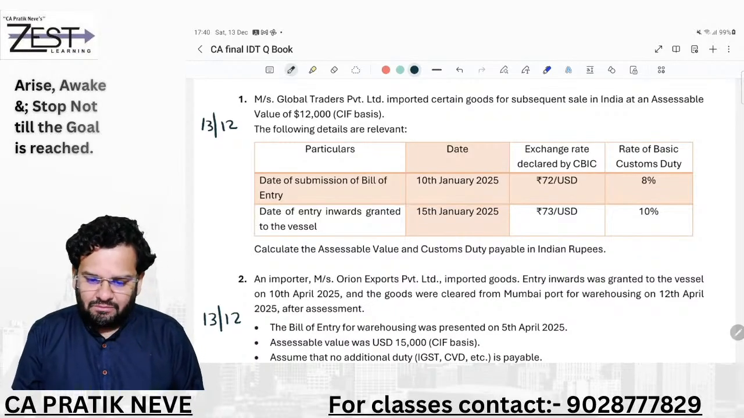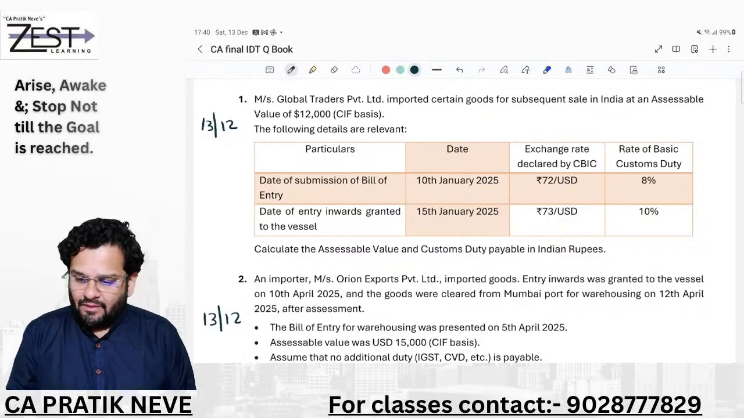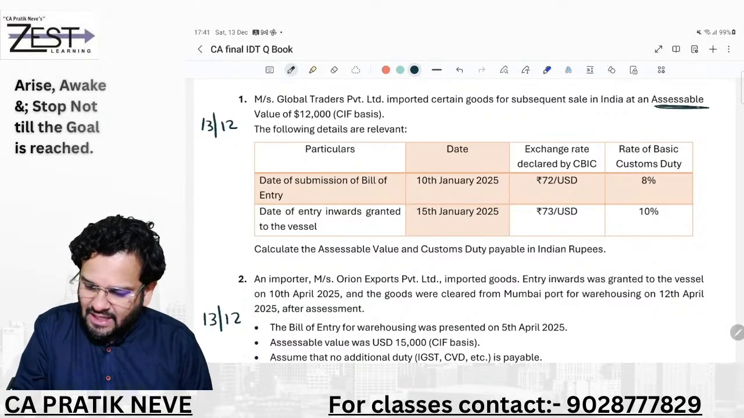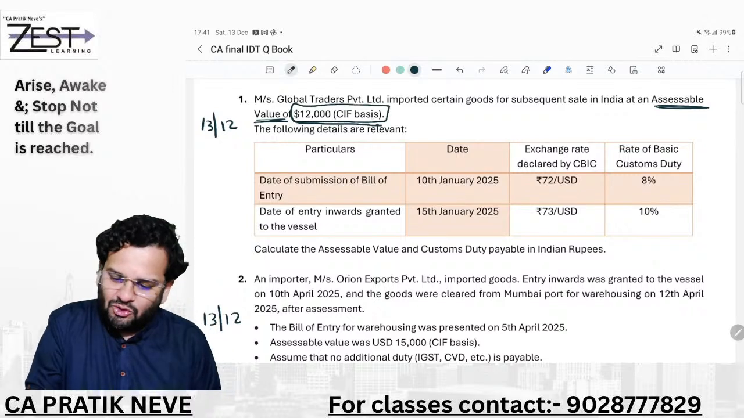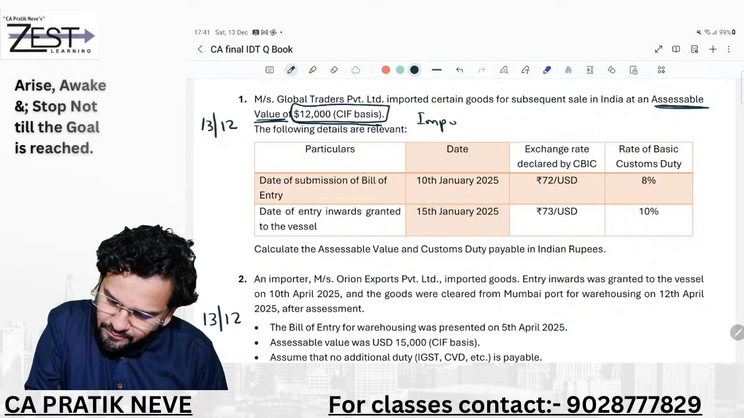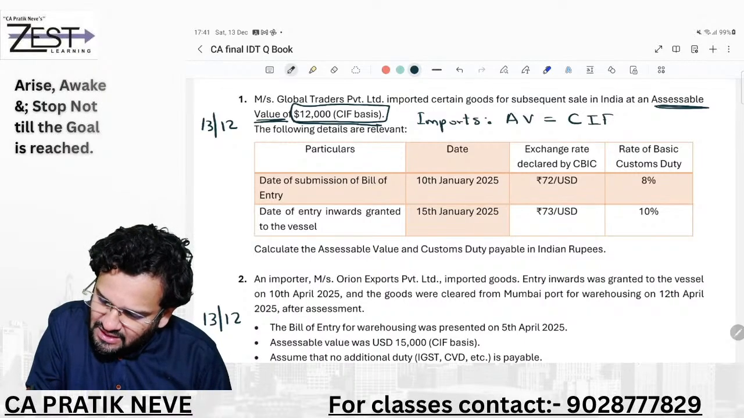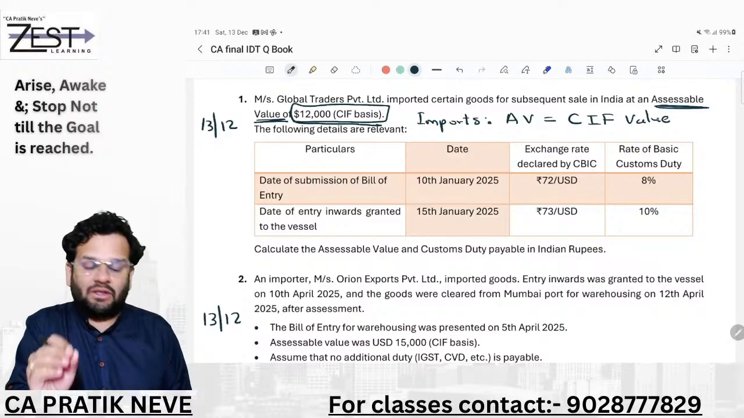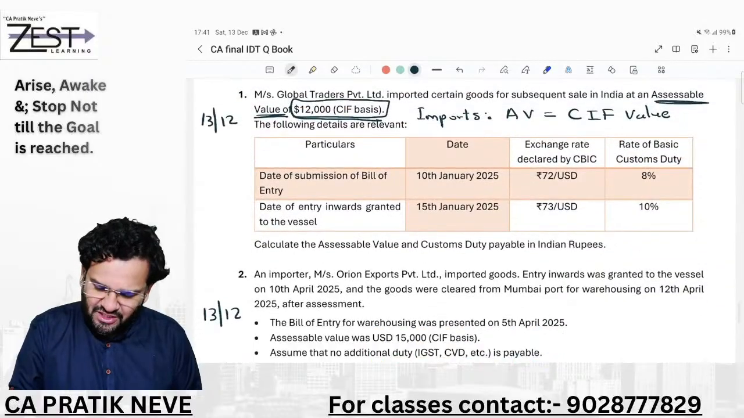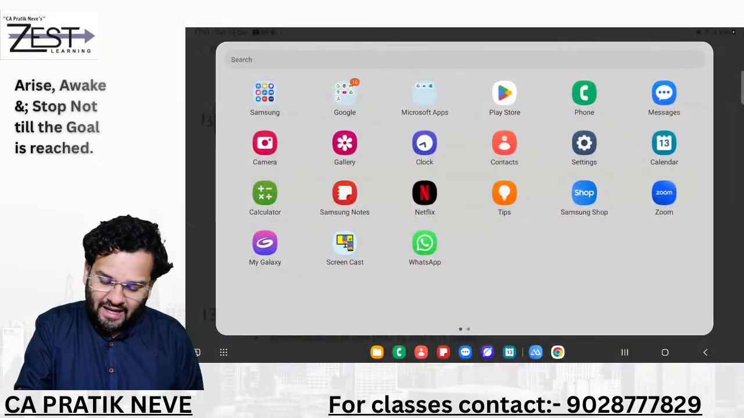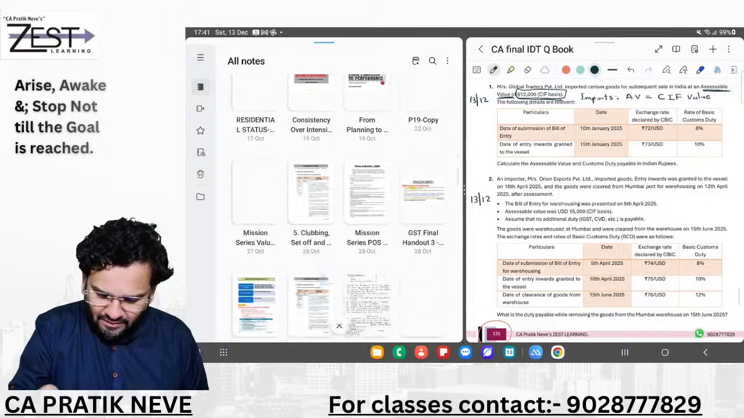Global Traders Private Limited imported certain goods for subsequent sale in India at an assessable value. So its assessable value is given at $12,000. In case of imports, assessable value is nothing but CIF value. But what is CIF value? Let me tell you what is CIF value, and in general how is value calculated in case of imports. Let me explain that in a simple diagram.